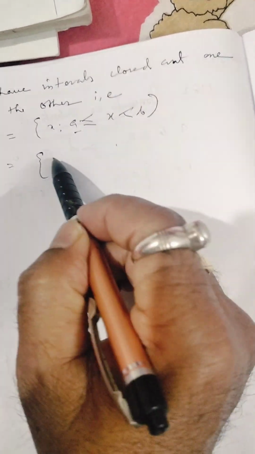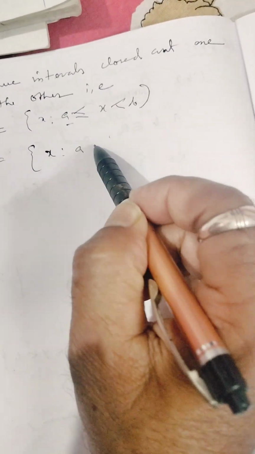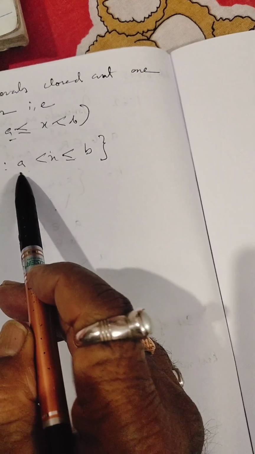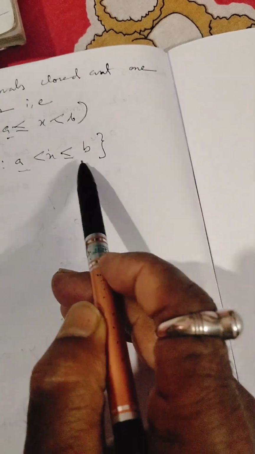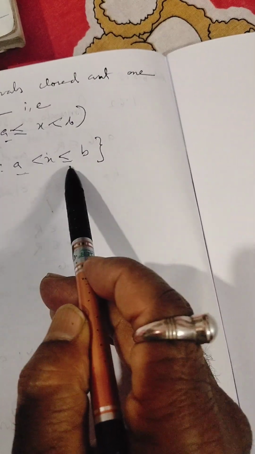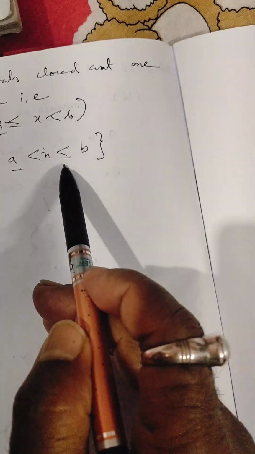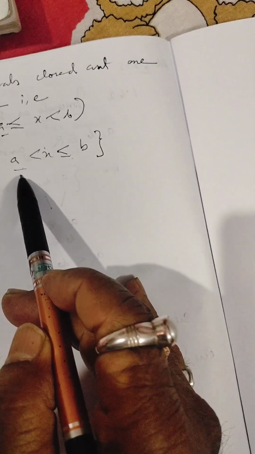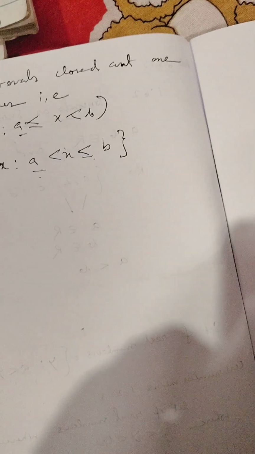Now (A, B] = {x : A < x ≤ B}, where x is not equal to A. So that is open, and that is closed, from A to B, including B but not A, excluding A. That is closed at one end and open at the other. Understand?